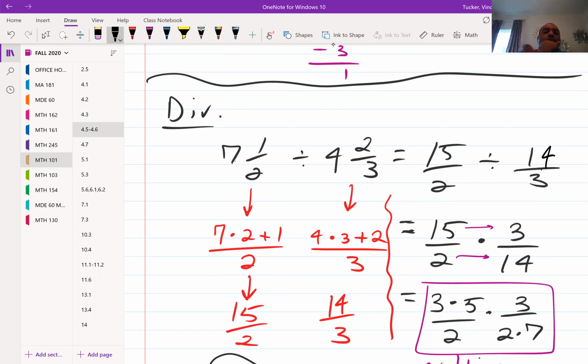All right, so then going back here, 15 over 2 divided by 14 over 3. Don't forget to flip your fraction and change that division to multiplication. So this fraction stays the same. This goes to multiplication, and then this one, you flip it. So we have 15 over 2 times 3 over 14.